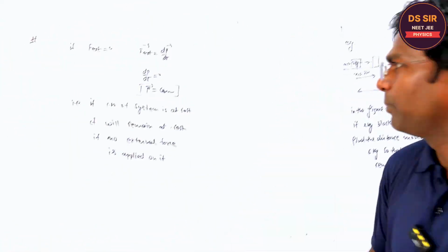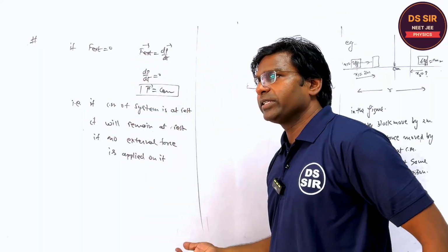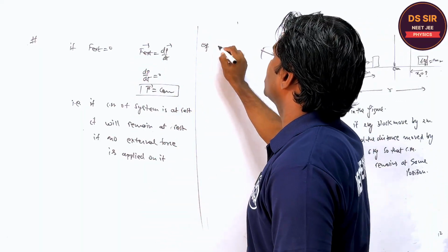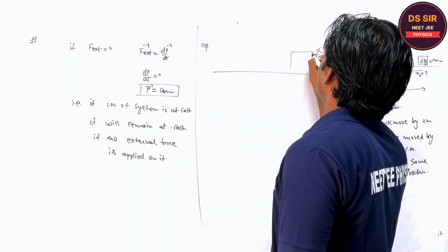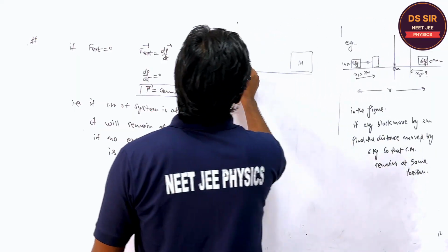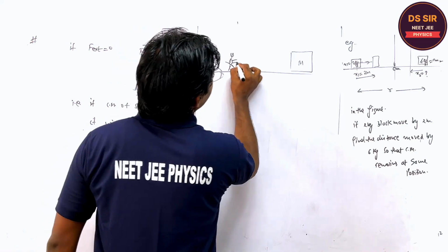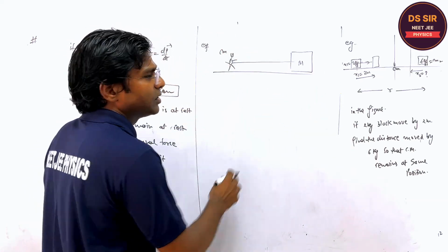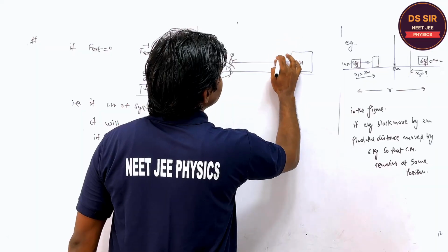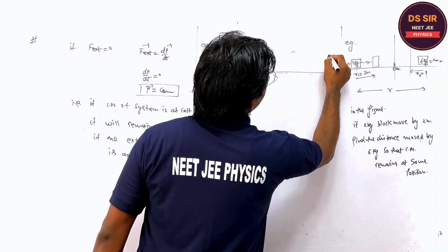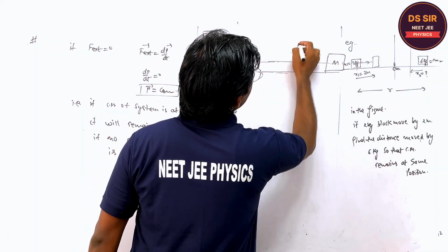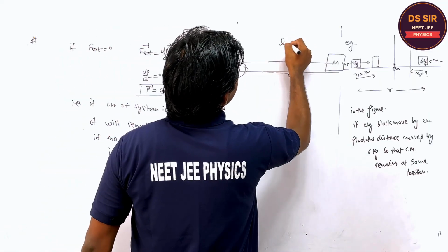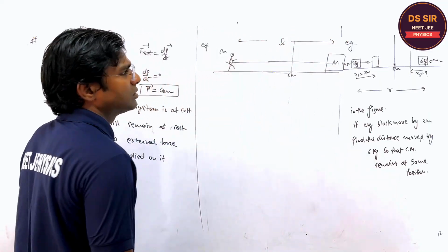Very good example. Although this is the English language, you cannot understand if you don't have a very good illustration. Suppose this is the capital M, this is the person, and it is tied with a tension T. The mass of the person is M. Definitely the center of mass will be somewhere at this position. Suppose the distance is L. Are you getting or not?